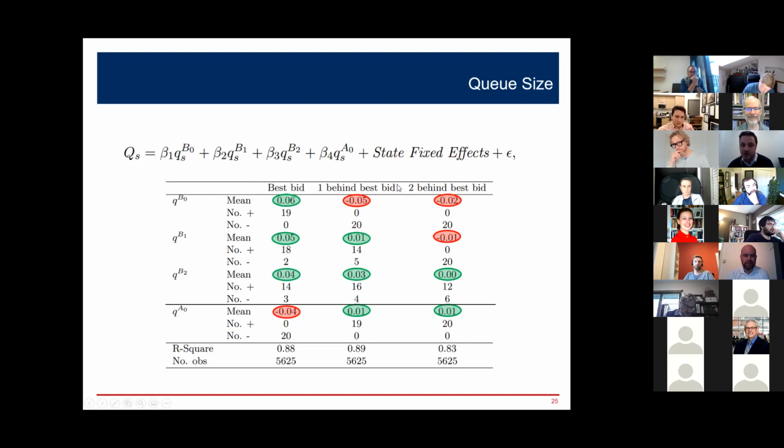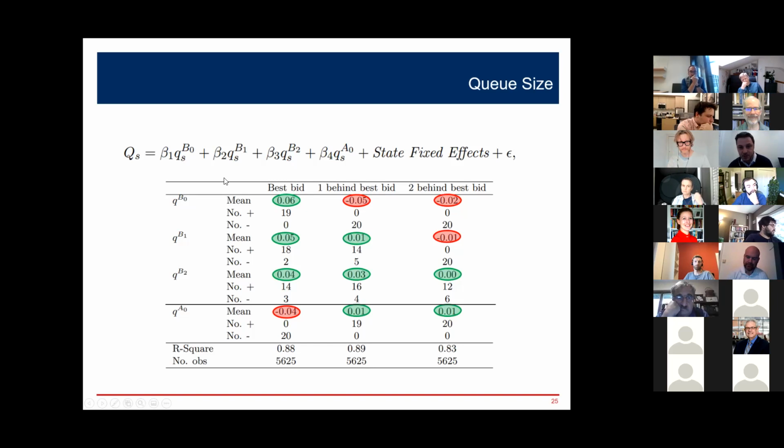Whereas if you're 1 tick behind the best bid and you rerun that regression on just the states 1 tick behind the best bid, what we see is that the expected profitability goes down. So what that's saying is, if you're 1 tick behind the best bid, the more volume there is at the best bid, the lower the expected profit of your order, whereas volume at your price level or behind you increases the expected profitability of your order.